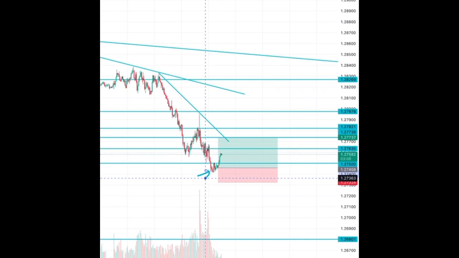But I wouldn't be surprised if price did wick up because it is early in the week, so I do think that there is a possibility that it wicks. But it's all right. We're going to take what we got and call it a day.